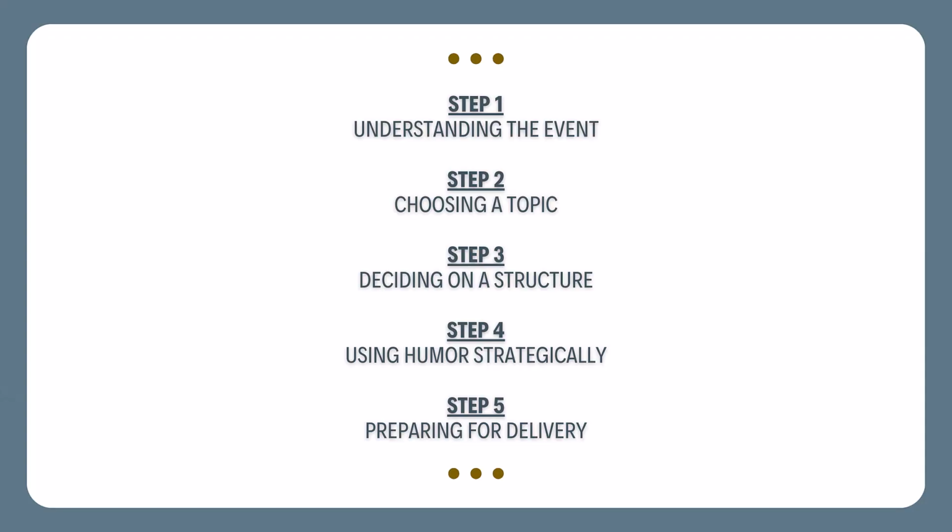In this video, we'll walk through 5 steps for preparing an after-dinner speech: understanding the event, choosing a topic, deciding on a structure, using humor strategically, and preparing for delivery. First, understand the purpose of the event.